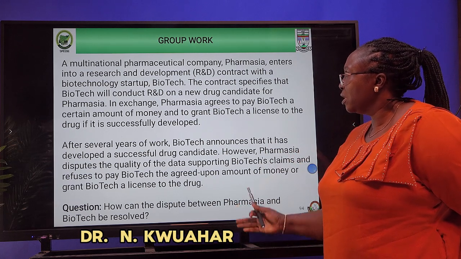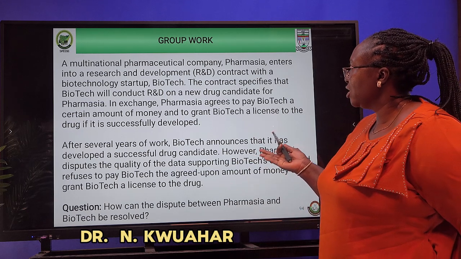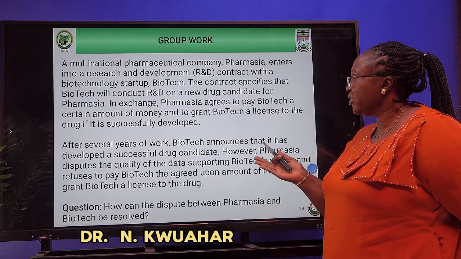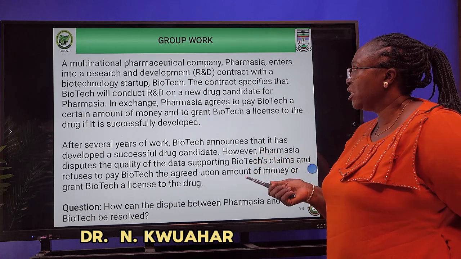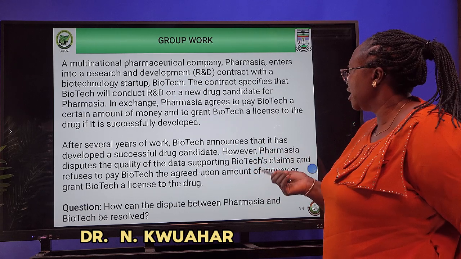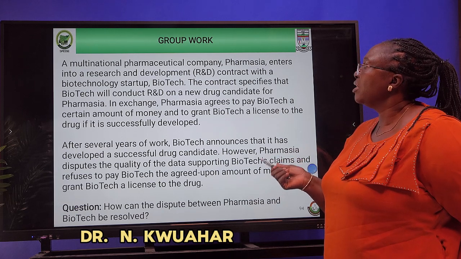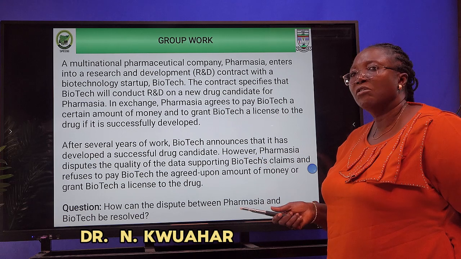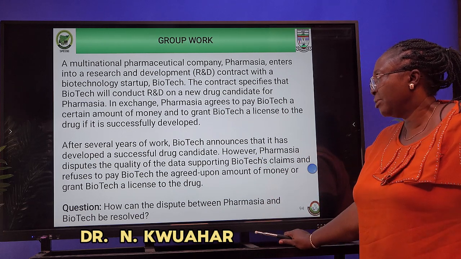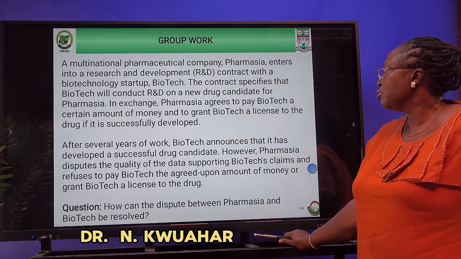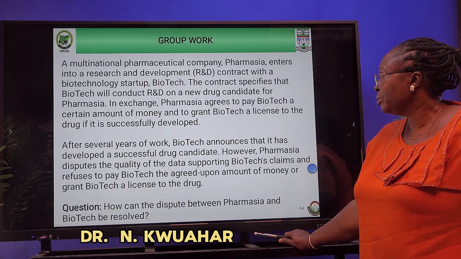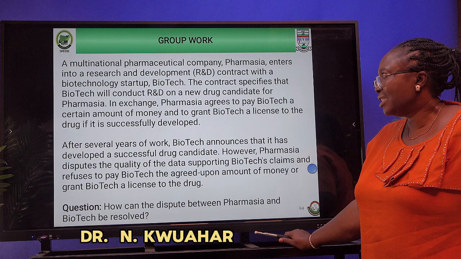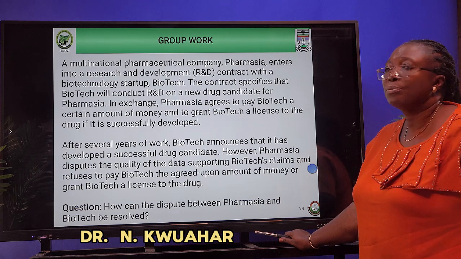It's a case study that involves a multinational pharmaceutical company, Pharmacia, that has entered into a research and development contract with a biotechnology setup, Biotech. The contract specifies that Biotech will conduct research and development on a new drug candidate for Pharmacia. In exchange, Pharmacia agrees to pay Biotech a certain amount of money and to grant Biotech a license to the drug if it is successfully developed.